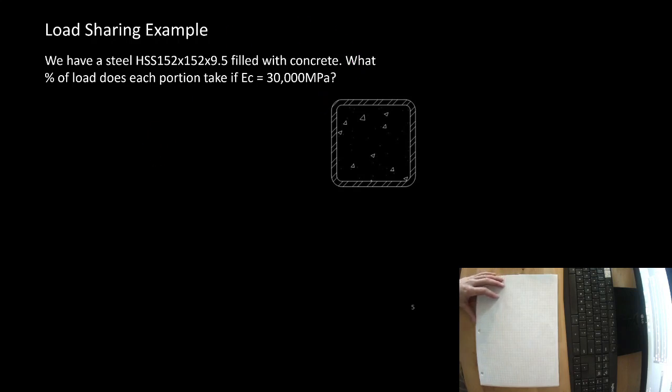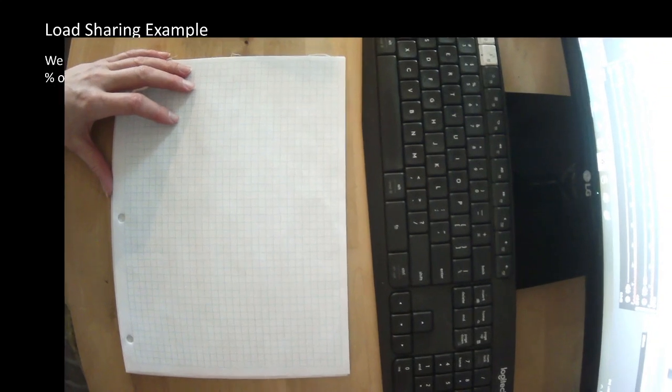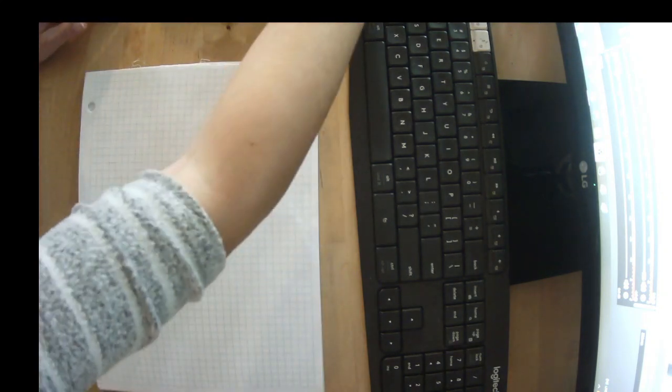I'm going to make my screen bigger here, and I will grab my pens. So the first thing we need to know is what the area and the stiffness is for both materials.